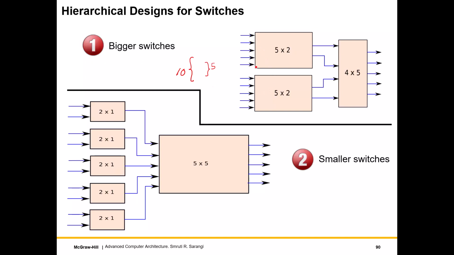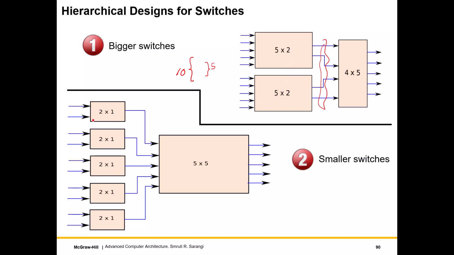We could go for switches of this type that have the 10 inputs divided like this, a 5 cross 2 switch here, a 5 cross 2 switch there. So 5 here, 2 output, 5 here, 2 output, and this is 4 cross 5. If you think about it, there is some amount of internal blocking, in the sense this could be a bottleneck, because in principle, all 5 outputs could be used, but we are creating a bottleneck over here. But again, this is one design option.